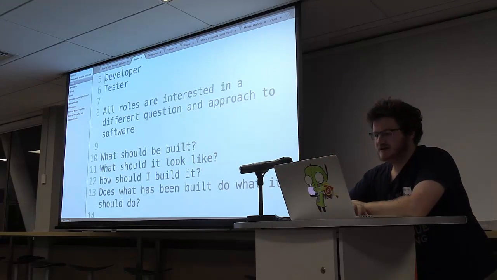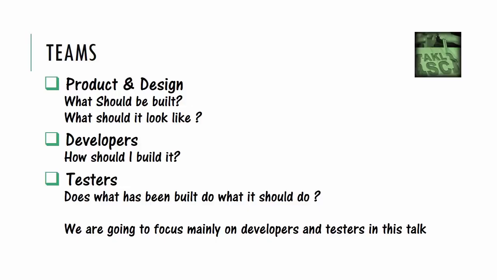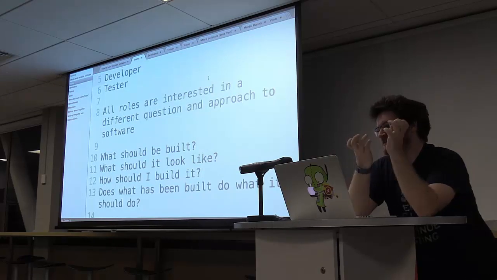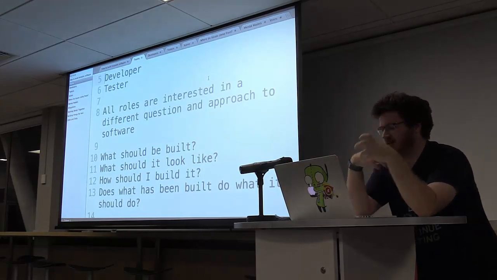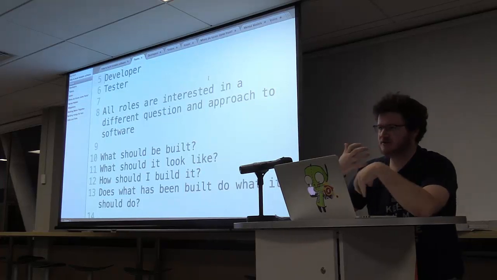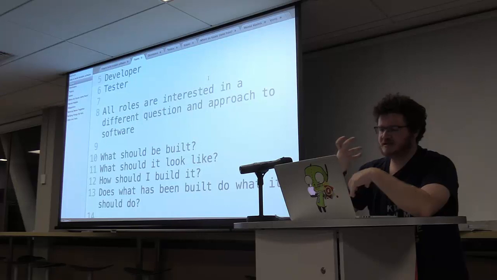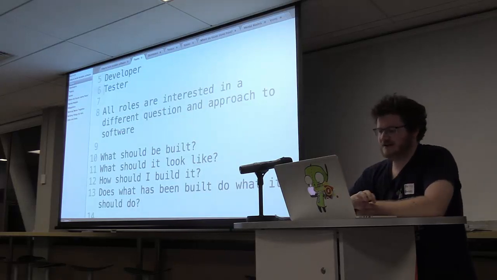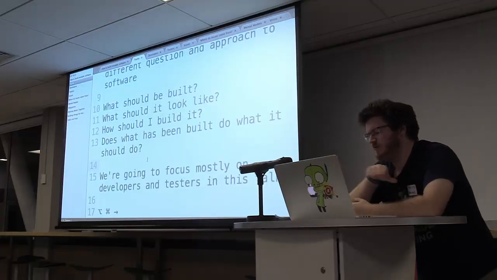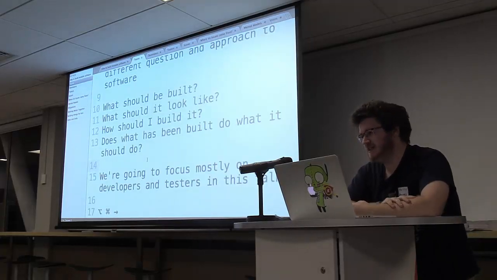And then you got your developers, and developers are primarily concerned with how should I build it? So your developers and programmers need to work out how they actually take ideas of what they should be developing and designing and implement them, which involves a lot of technical know-how and a lot of choosing tools and languages and experimenting and writing things. And then finally you've got your testers, and testers here, we have a very different question than everyone else. We go, does what has been built do what it should do? Which is a terrible mess of tenses, and I really could have written that better.